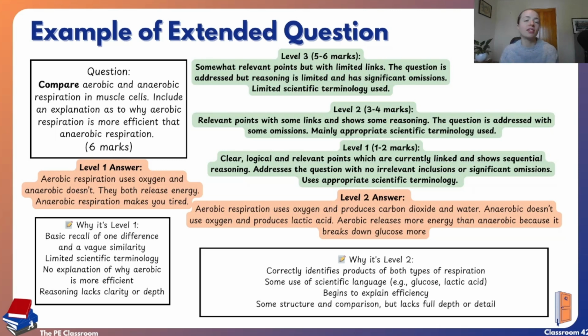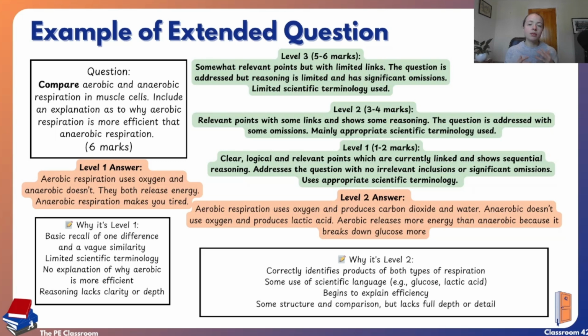So let's move on to this level 2 answer. Aerobic respiration uses oxygen and produces carbon dioxide and water. Anaerobic doesn't use oxygen and produces lactic acid. Aerobic respiration releases more energy than anaerobic because it breaks down glucose more.